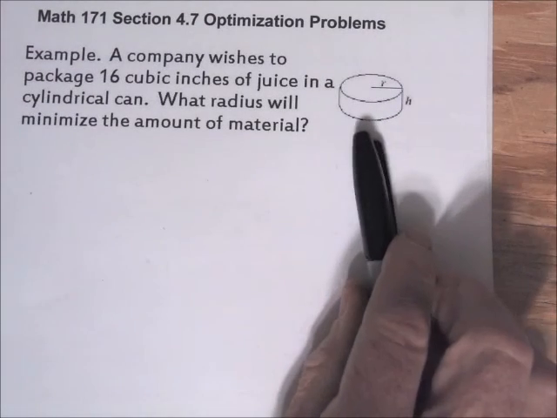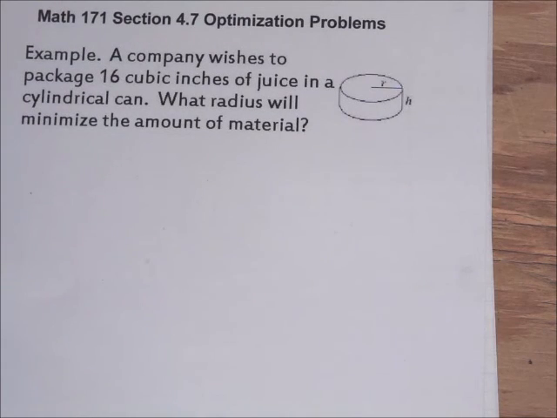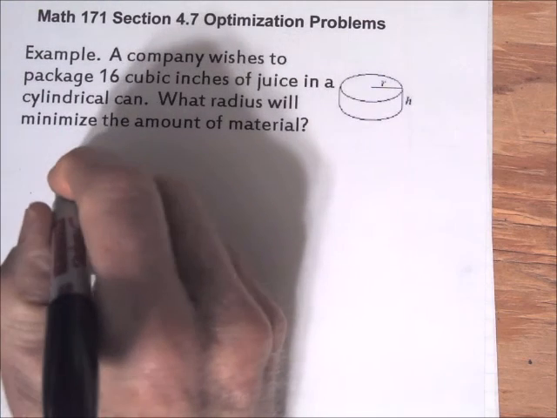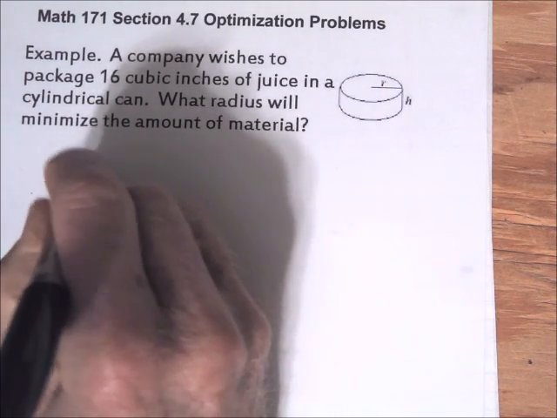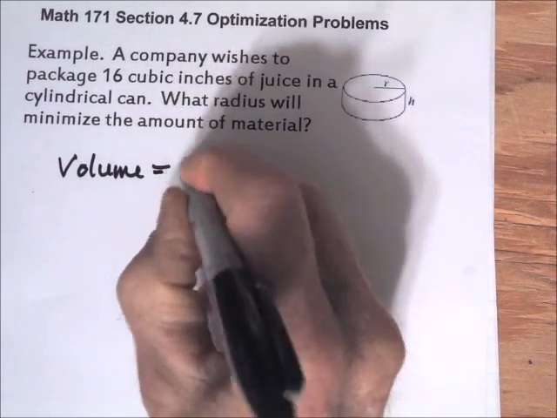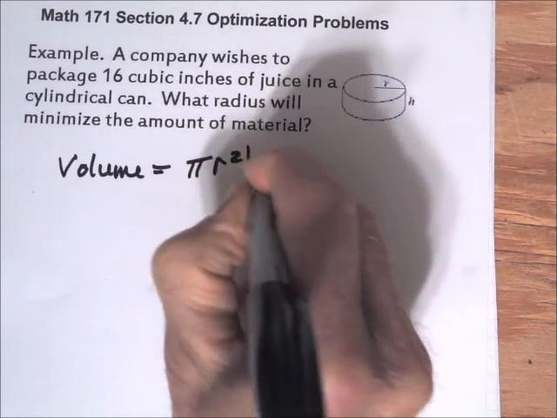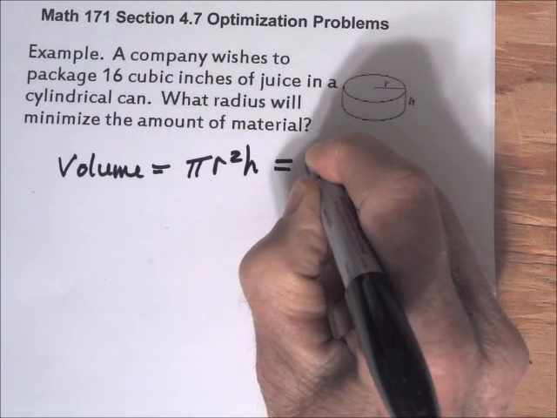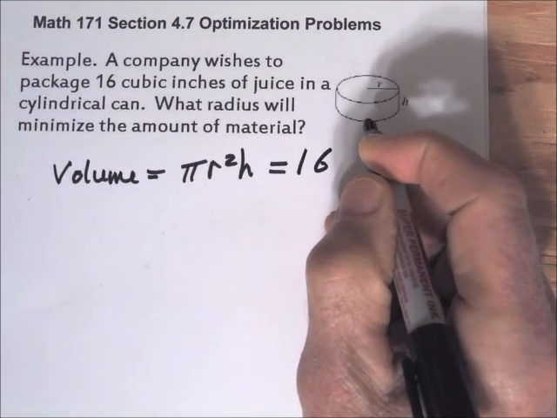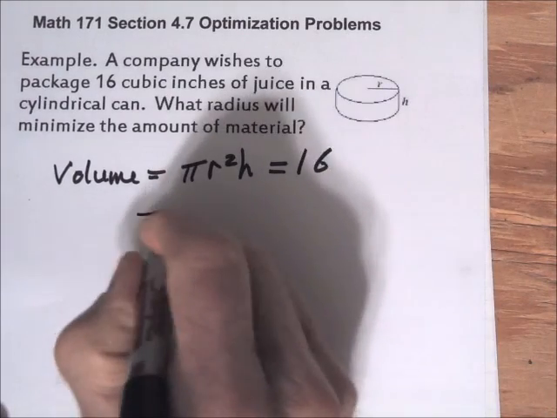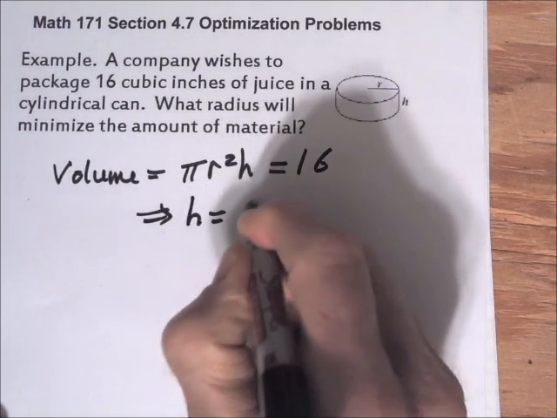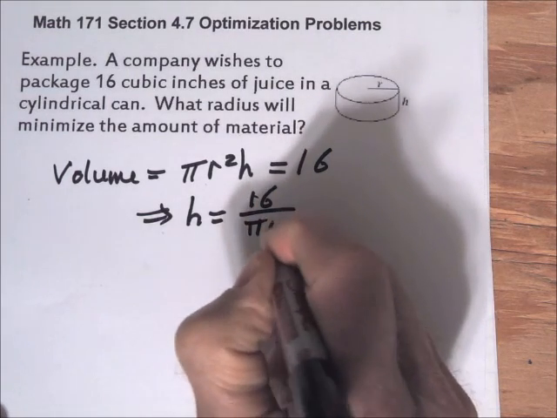A company wishes to package 16 cubic inches of juice in a cylinder-shaped can. What radius will minimize the amount of material? Okay, so the volume of a cylinder is pi r squared h, and we're taking that to be 16 cubic inches. So if we solve for h, that means that h is equal to 16 over pi r squared.